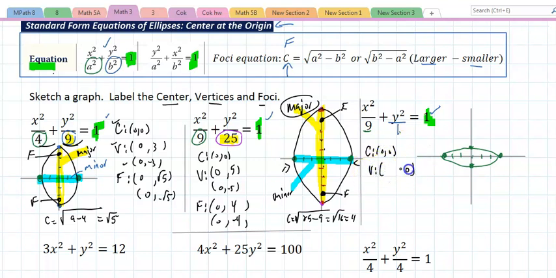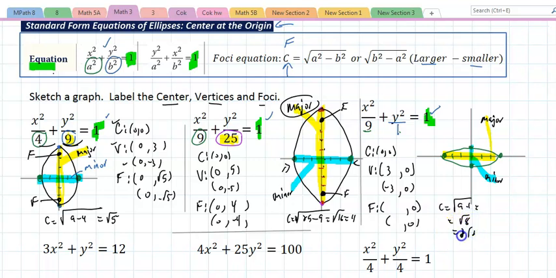Vertices. Now I am aware that the vertices are on the stretch side, the major axis in this case is right there. And the minor axis is right there. Well, it's going to be 3, 0, and negative 3, 0. And the foci will be on the x-axis as well because they're always on the stretch side. And c will equal the square root of 9 minus 1, which is radical 8. And that's 2 radical 2.